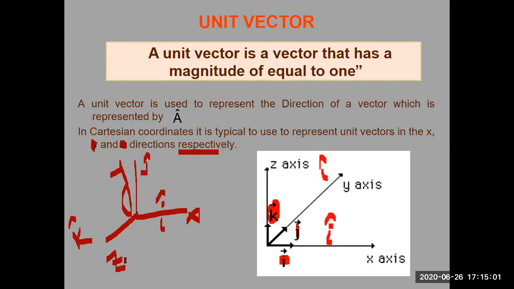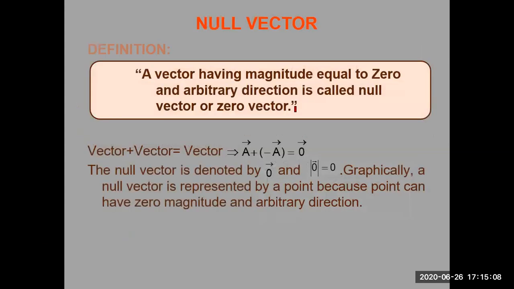So these are three unit vectors along three axes, which show the direction. A unit vector is a vector whose magnitude is 1. A null vector is a vector having magnitude equal to 0 and arbitrary direction, also called a zero vector.